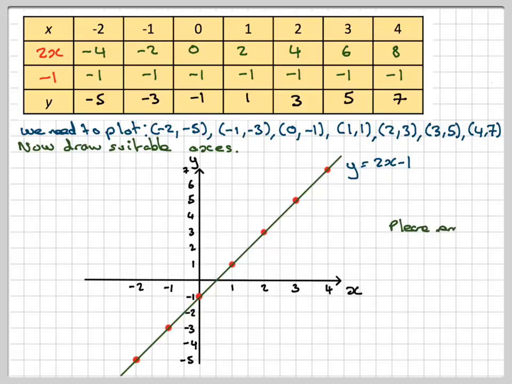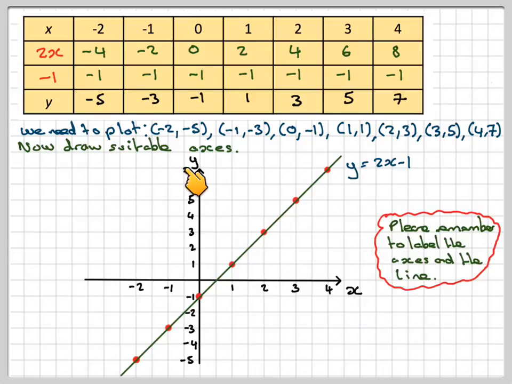So the important things to remember when you're drawing graphs, please, is to remember to label your axes, x and y, and also to label the line. All graph work really should be done with a pencil.